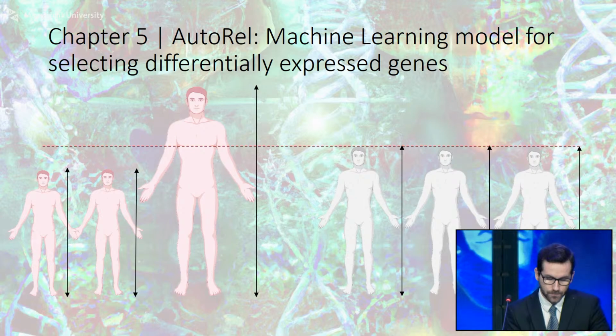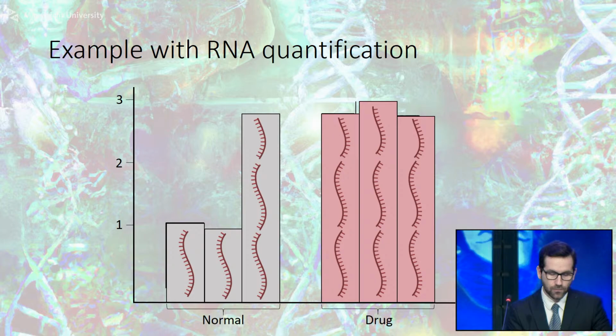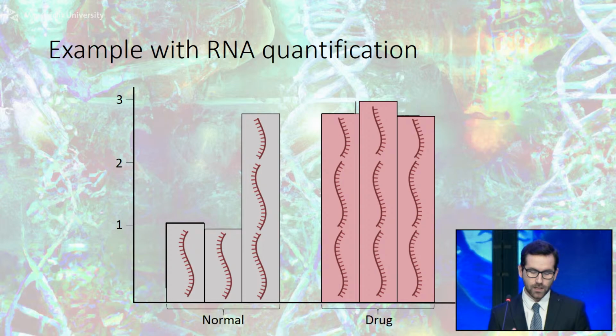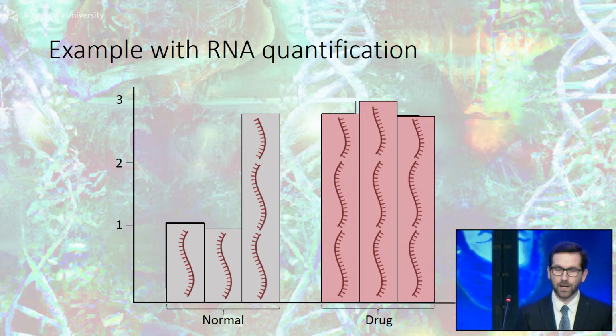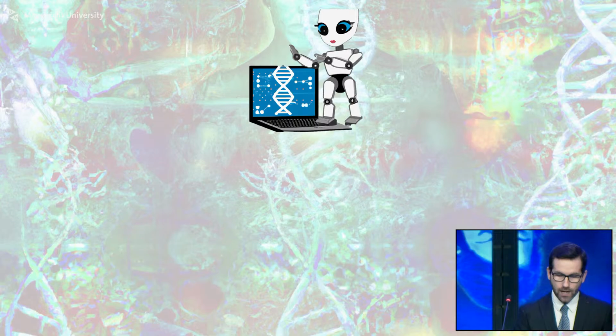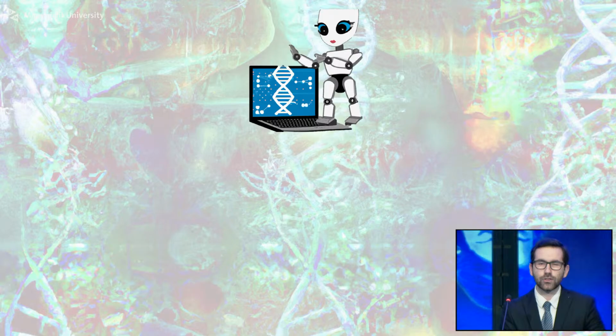Similarly, this can happen at the molecular level. For example, if we quantify how many transcripts there are in a cell in normal conditions compared to drug conditions, as we see in this circumstance, there is actually an increase in the abundance under drug conditions. But because one of the samples has a strange value, the statistical packages that are normally used will use that in the average, and therefore won't be able to pick up this difference. To fix this issue, I built another machine learning model, but in this case it did not predict numbers, but actually classes or categories, which we named AutoRel.